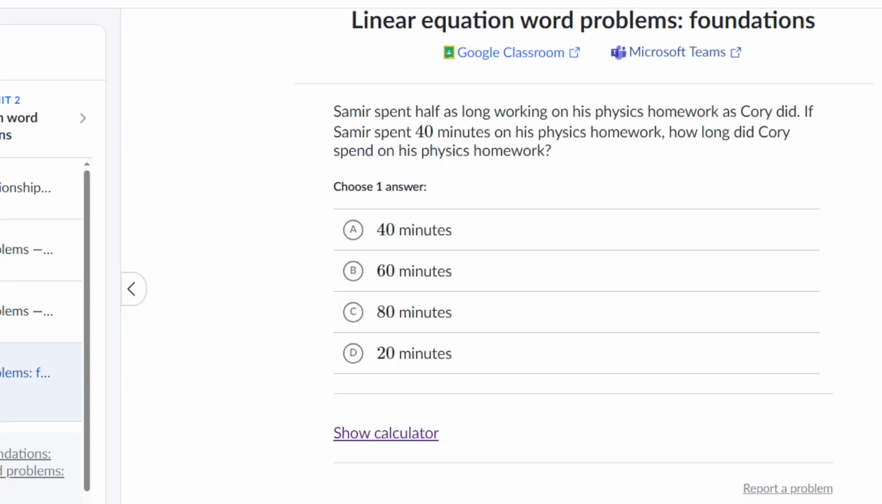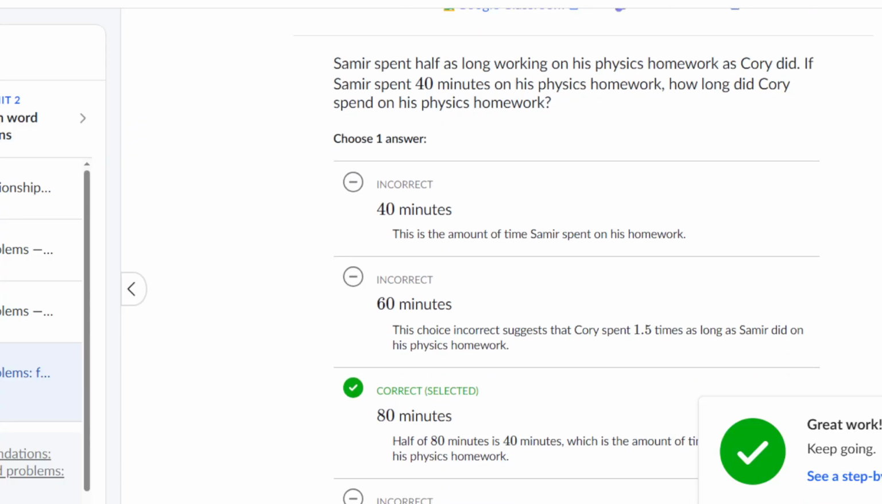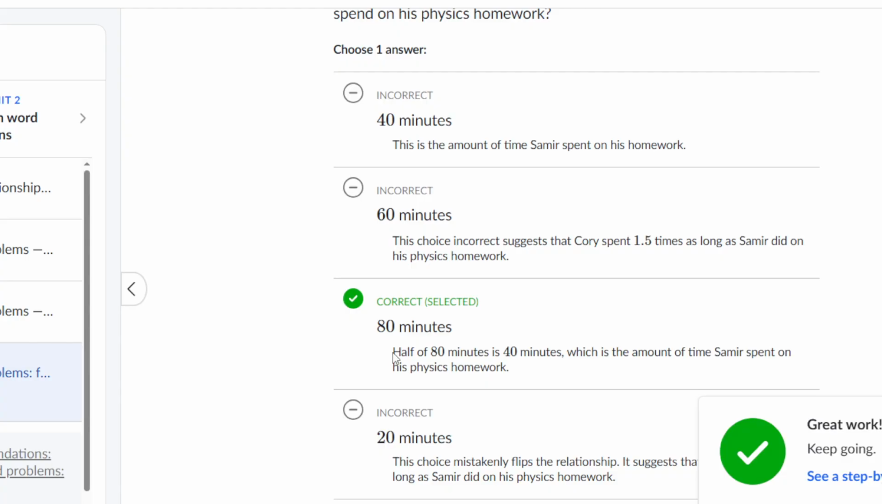So let's go ahead and check our answer. Let's make sure we got it right. Yeah, we got it. And it even says half of 80 minutes is 40 minutes, which is the amount of time Samir spent on his physics homework.